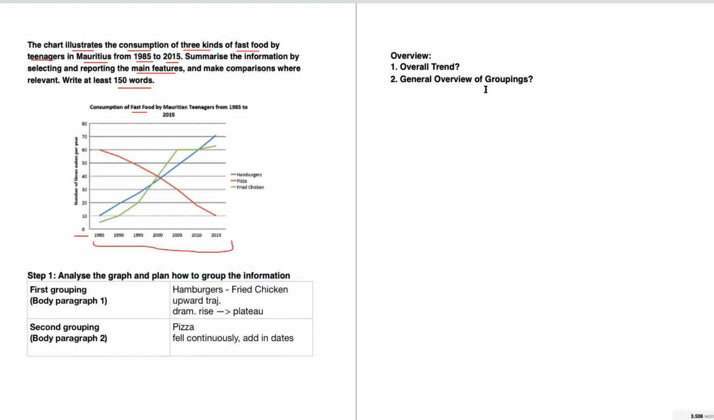Now, again, before we get into writing, I just want you to look at this overview. Is there an overall trend, or what are your general overviews of groupings? And there is not an overall trend here. Now, in our last example, things were steadily increasing. That was a general trend.